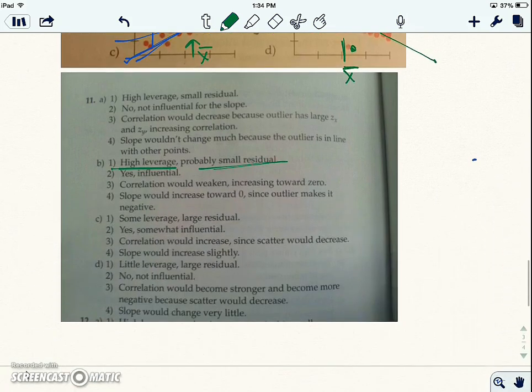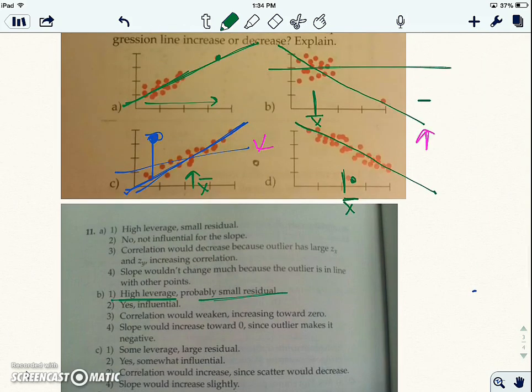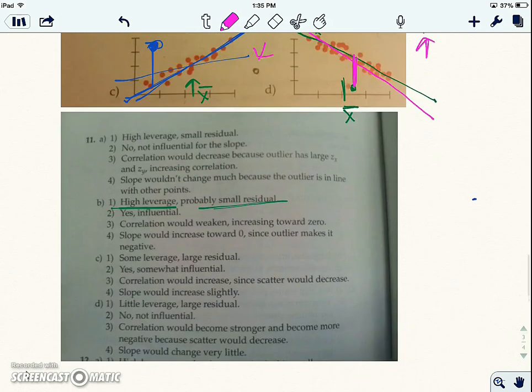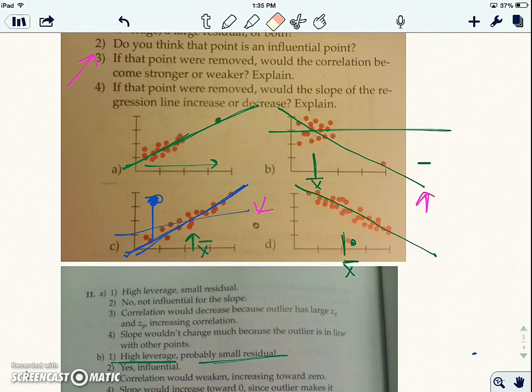Let's read the answer. Little leverage, large residual. Makes a lot of sense. Look how far away it is from a line that would go through those points. Is it somewhat influential? Yes, I'm sure it's pulling on it just a little bit, making it come down, but not a lot. Oh, it says no, that it's not. Okay, fine. And the reason they're saying that is because it's in line with it.